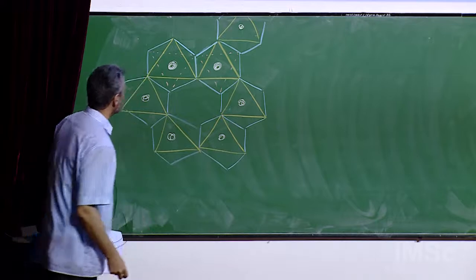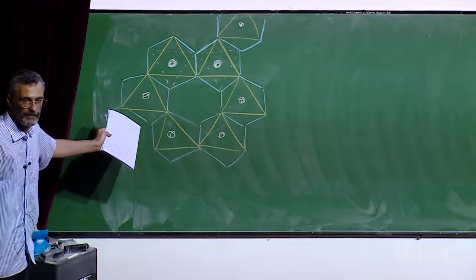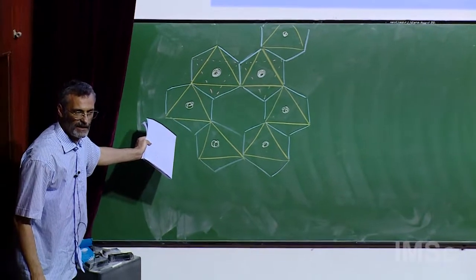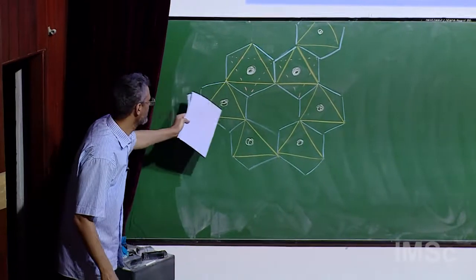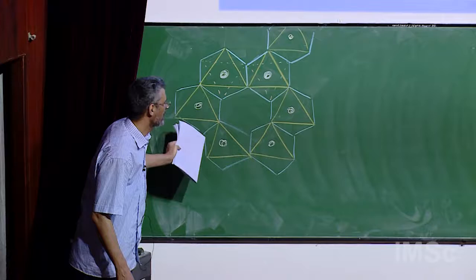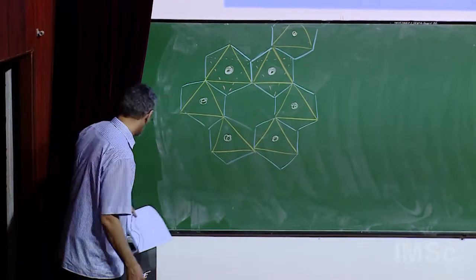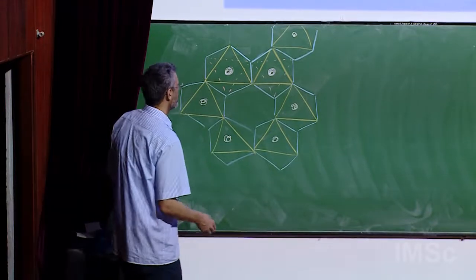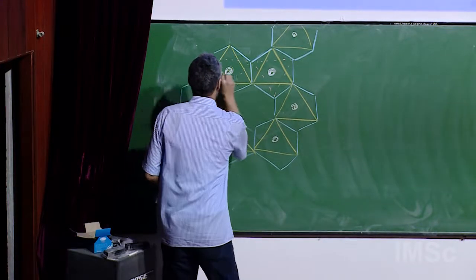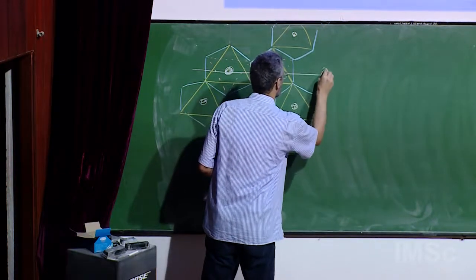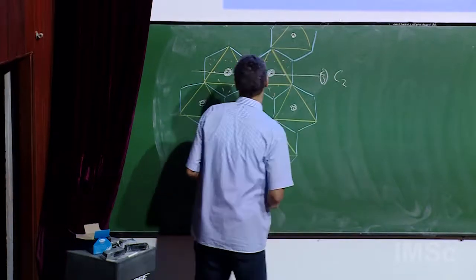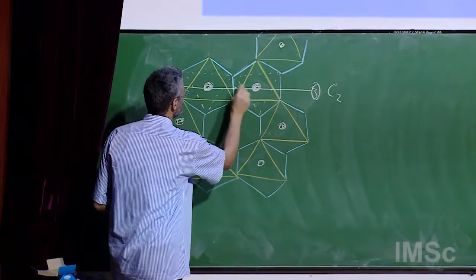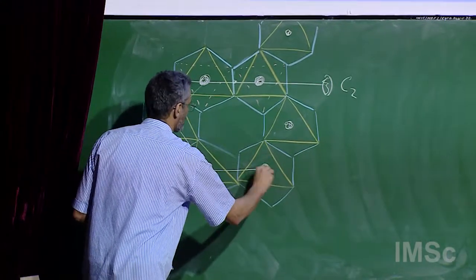Okay, so can you see the three-dimensional structure of what I draw? So these are octahedra. They are touching at the edges. Okay, good. So what are the symmetries of this object? So we have a C2 axis in the middle of this bond between two iridium ions.